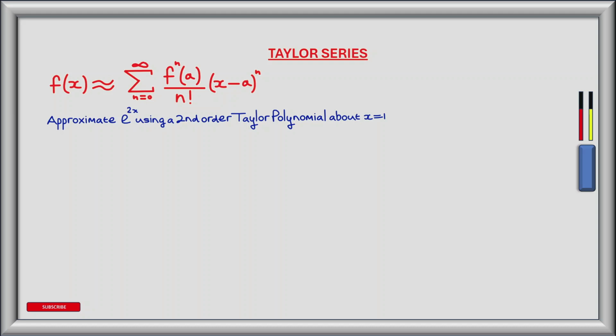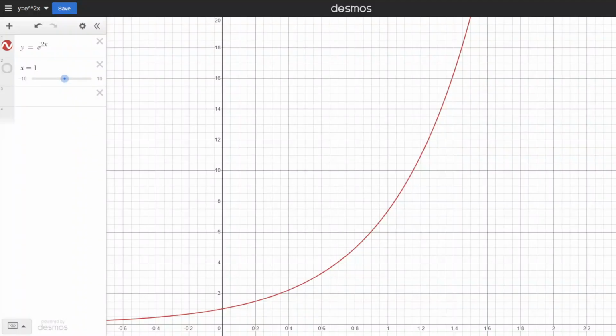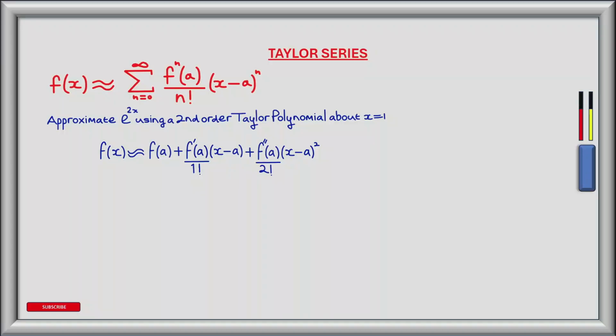We want to approximate the function e to the power of 2x using the second order Taylor polynomial about x equals 1. This red line is a graph of y equals e to the power of 2x. The vertical line, shown in purple, is x equals 1 and shows the point about which we want to approximate the function. To approximate e to the power of 2x about the point x equals a, our second order Taylor series polynomial will be created when n equals 2 in the formula.